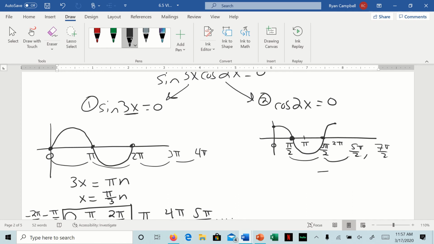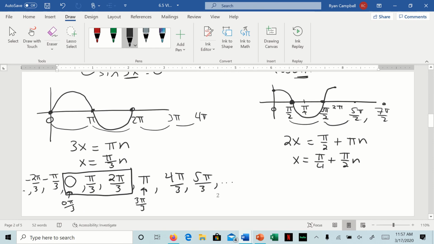Some of y'all might be tempted to say it's pi over 2 n, but if you notice, pi over 2 n would be 1 pi over 2, 2 pi over 2, but 2 pi over 2 is pi. That's not an answer. So we're actually starting at pi over 2 and increasing by pi every single time. So it would be pi over 2 plus pi n. And what equals pi over 2 plus pi n? It's what we're taking the cosine of, that 2x. So then solving for x, we get x equals pi over 4 plus pi over 2 n.